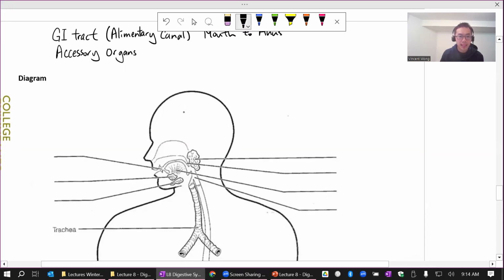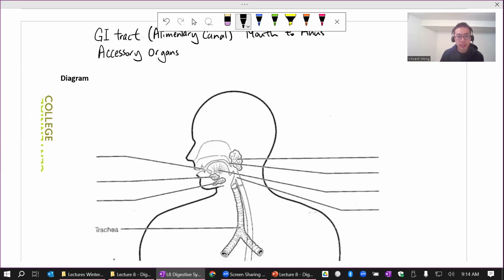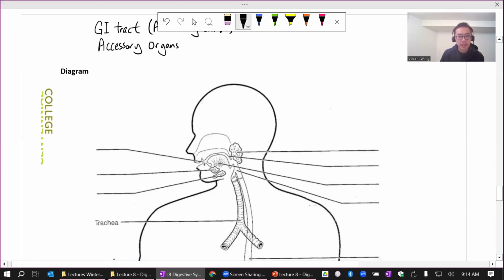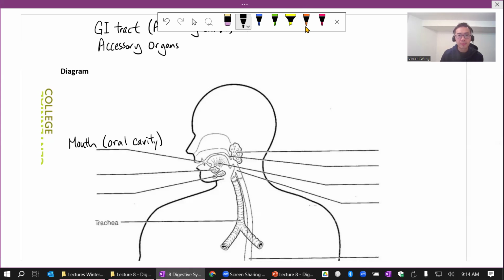Okay, so let's start with the head here and see what we can see. This one is just mouth. Mouth, if you want to be fancy about it, is oral cavity. And obviously, that's where you put the food in.